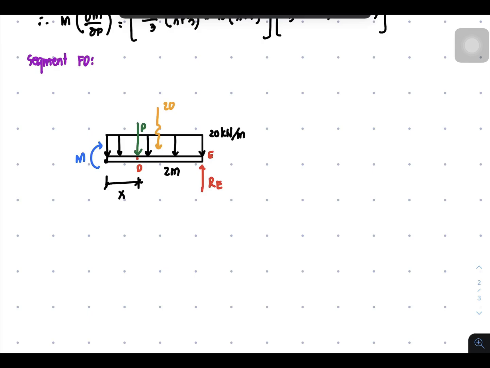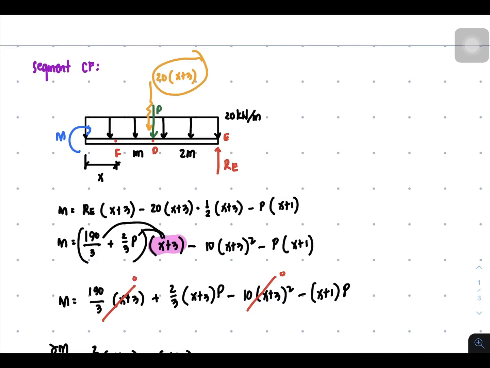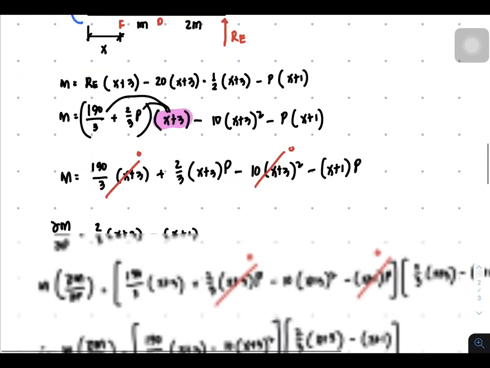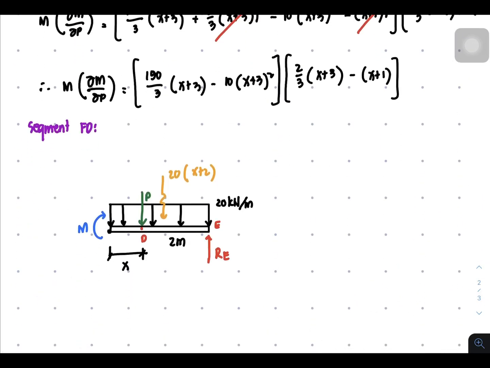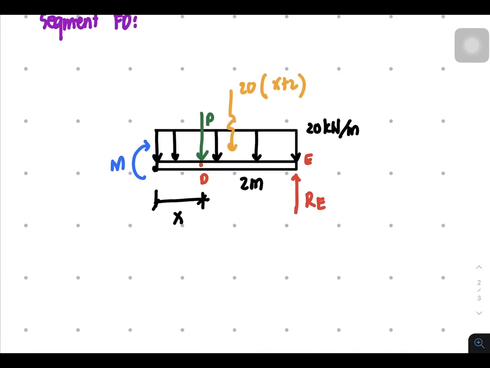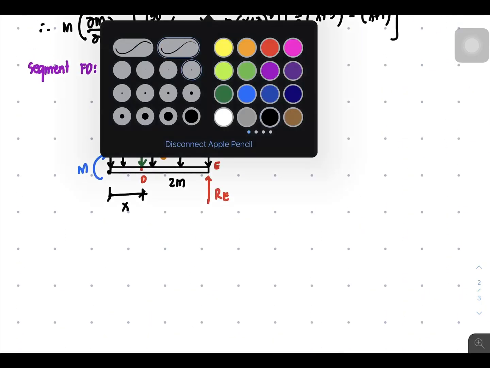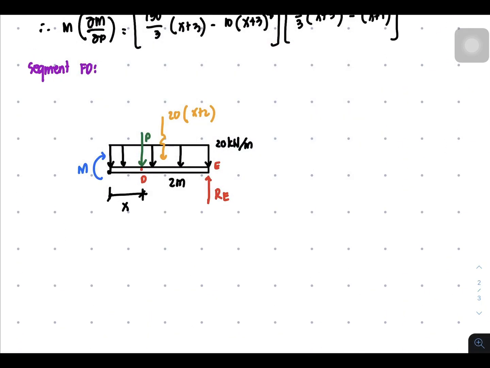And the resultant is no longer, the resultant now is 20 times x plus 2, not x plus 3. Remember, it was x plus 3 earlier because of that segment CF. For FD, that's now 20 times x plus 2. And same location for our P, since P is applied at point D. And then now we're trying to get the equation.